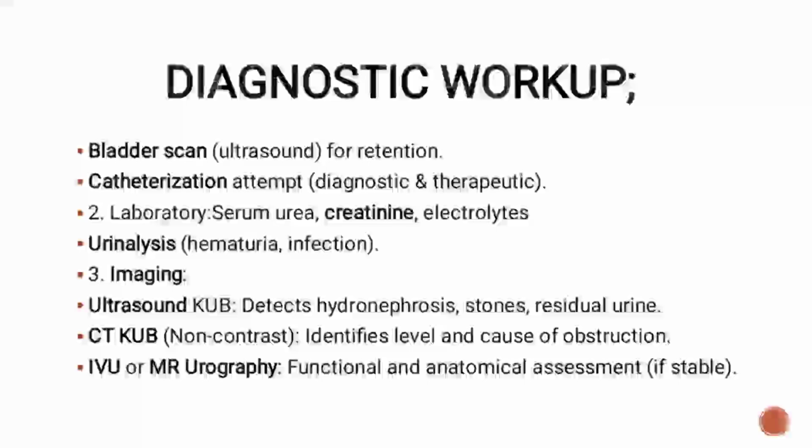As you can see here, the diagnostic workup includes, first of all, ultrasound KUB, kidney ureter bladder. Then we can attempt catheterization as a diagnostic and therapeutic approach. Then laboratory tests include renal function tests and urine analysis. Then imaging studies include ultrasound as mentioned previously, then a non-contrast CT scan of the kidney ureter bladder, or contrast-enhanced CT scan, which identifies the level and cause of obstruction, or we can use intravenous urography, which was used formerly.